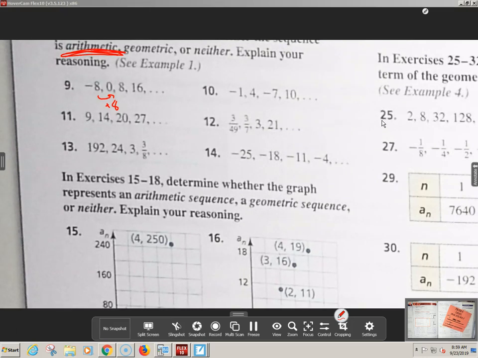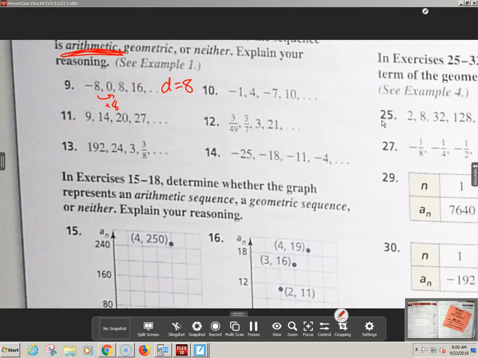What would we call that 8? What's the vocab for this common pattern? Not common ratio. Common difference. So this would be D equals 8. Okay? So we have arithmetic, which is adding, and a common difference.